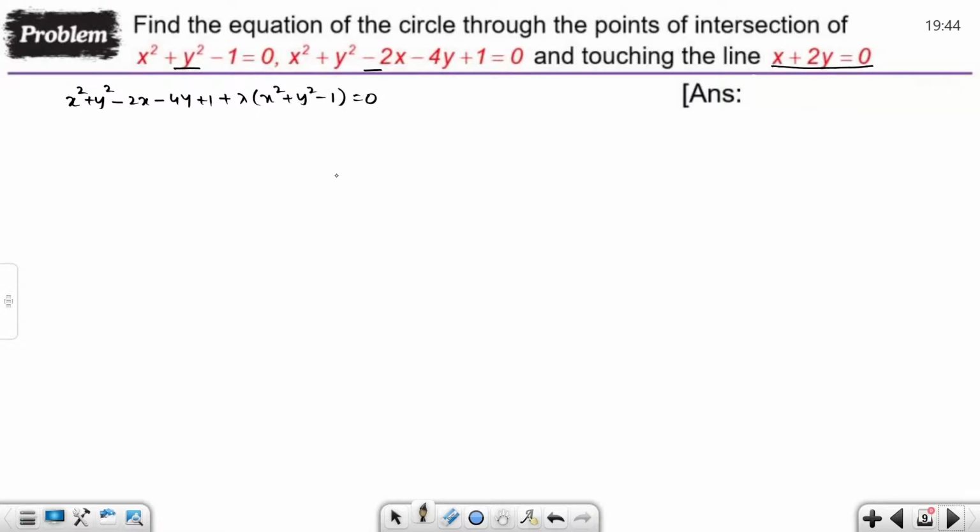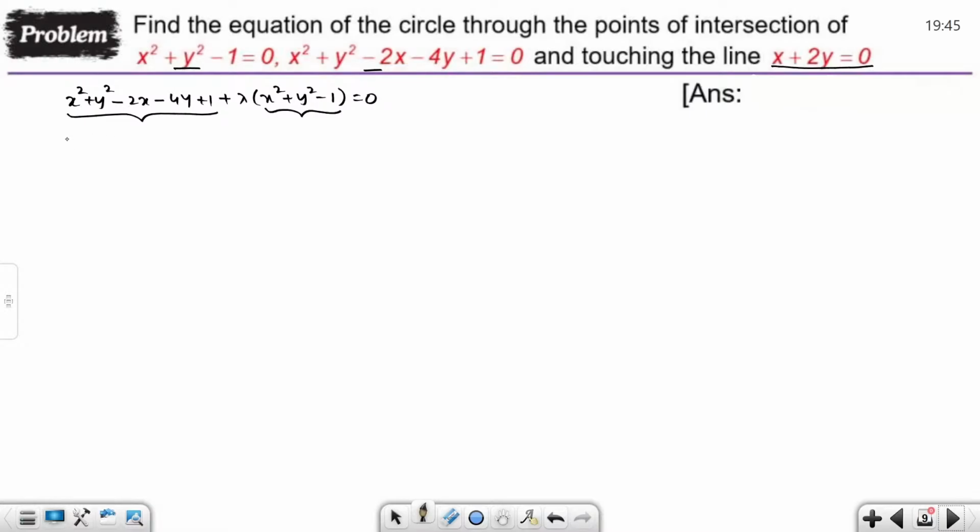Now one question frequently comes up: which circle do we have to take first and which circle second? The answer is you can take either of these 2 given circles as the first one and the other one as the second one. There is no harm. I have taken this as my first and this as my second. You can simply do the reverse. It doesn't matter, you are going to have the same answer. So don't worry about it.